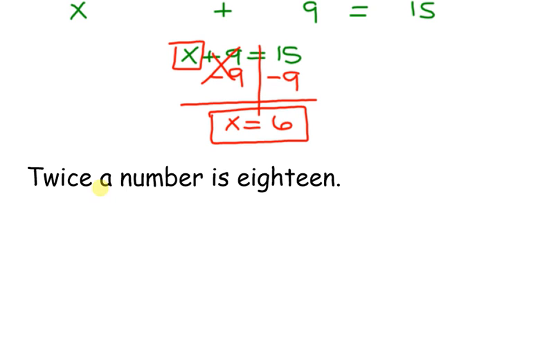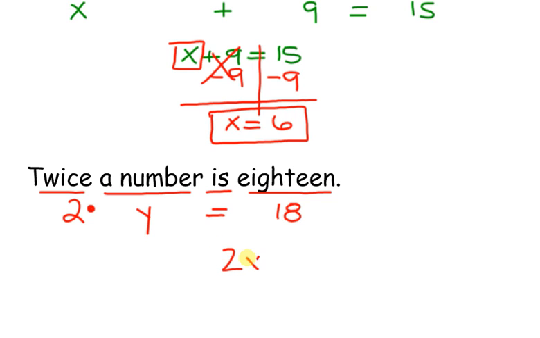All right. Twice a number, that means 2 times, and remember we like to use the dot for times so that we don't get it confused with x. So twice a number, this time I'm going to use y, is, that's going to tell us equals, 18. So I'm going to write this a lot cleaner, and it'll be 2y, because next door to each other means multiplication, equals 18.